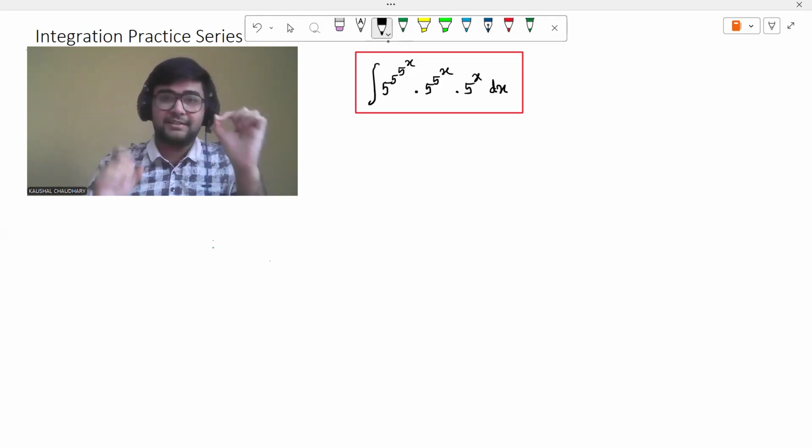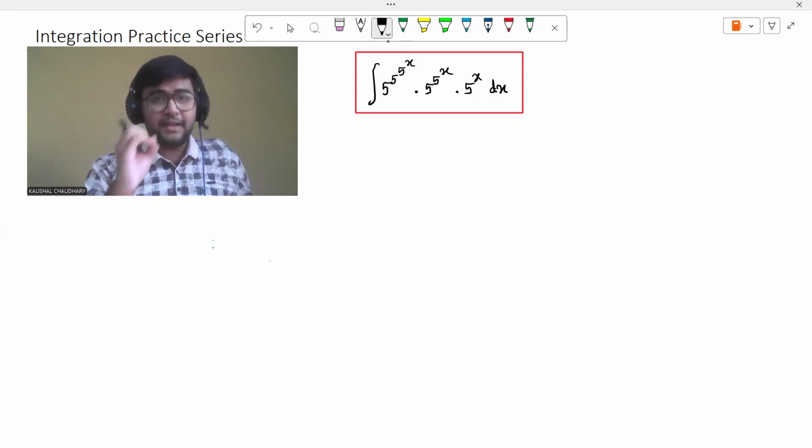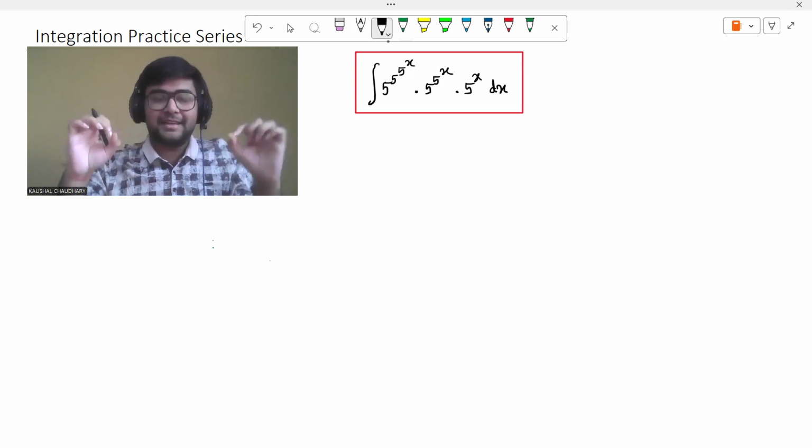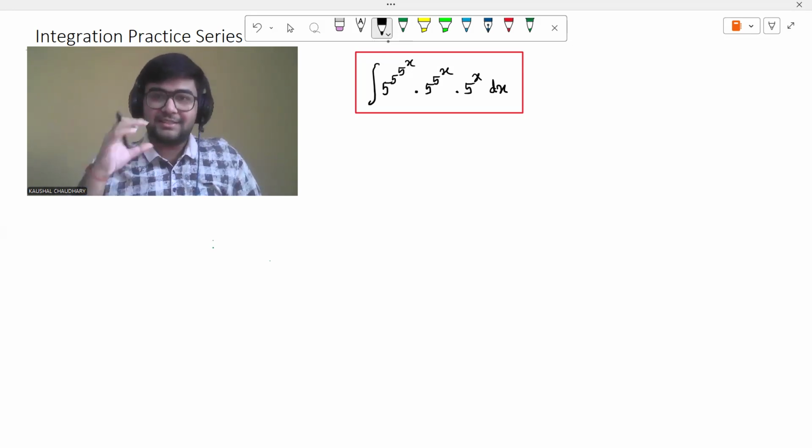At first glance, it seems impossible, right? But by the end of this video, I promise that we'll be able to solve this super tricky exponential integration question step by step using the substitution method of integration.